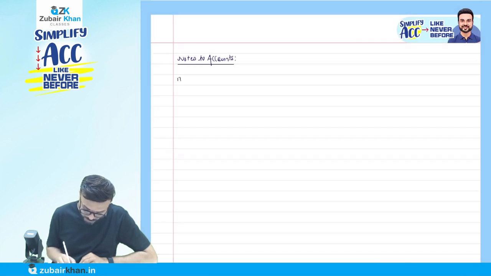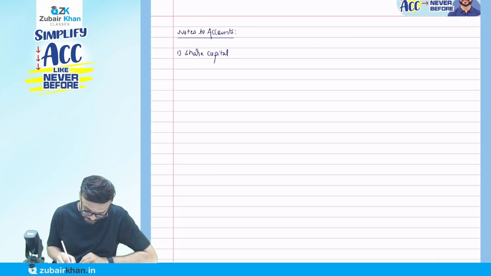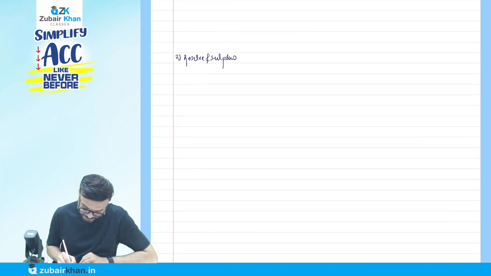Notes to account number 1, share capital, keep this space of 5-6 lines. Then here, reserve and surplus. Always in reserve and surplus keep more space. Okay, reserve and surplus, keep the space of 7-8 lines.